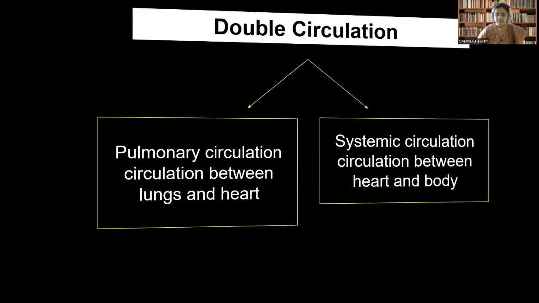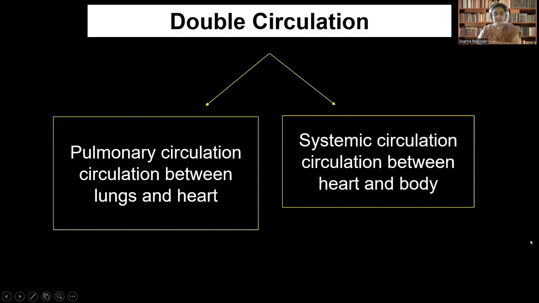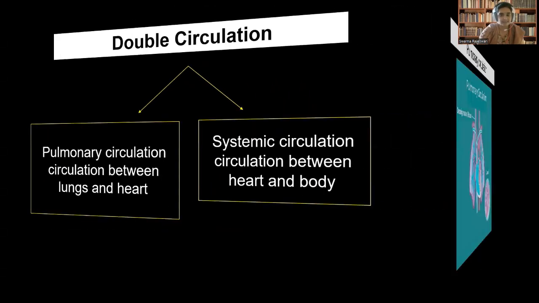So when we see about double circulation, the circulation of the blood in our heart is called double circulation. It is divided into pulmonary circulation as well as systemic circulation. The pulmonary circulation is a circulation between the heart and the lungs, whereas the systemic circulation is a circulation of the blood between the heart and the body. I will explain here what a pulmonary circulation and a systemic circulation are.